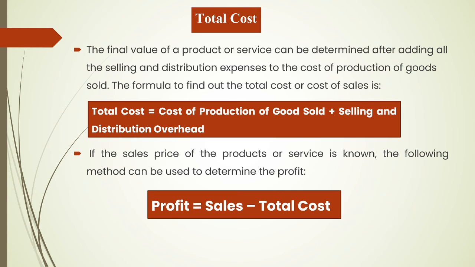Then total cost. The final value of product or service can be determined after adding all the selling and distribution expenses to the cost of production of goods sold. The formula to find out the total cost or cost of sale is: total cost is equal to cost of production of goods sold plus selling and distribution overhead. If the sales price of the product or service is known, the following method can be used to determine the profit, and profit is equal to sales minus total cost.